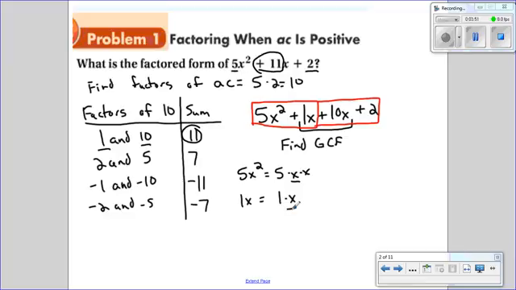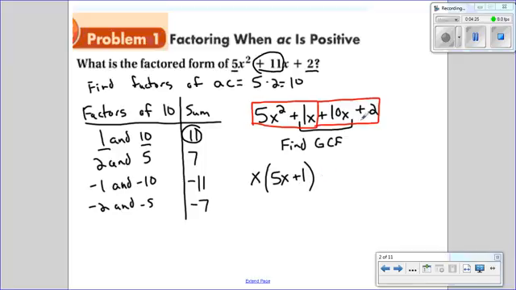But what we're hoping is that over time, you're able to just kind of pick that out yourself. Okay? So if you need to, do this. If not, it's going to save you some time. Okay? So I know that they both have an x in common. So I'm going to factor out the x and write it as x. So if I factor the x out of this, I'm left with 5x. If I factor x out of this, I am left with 1.